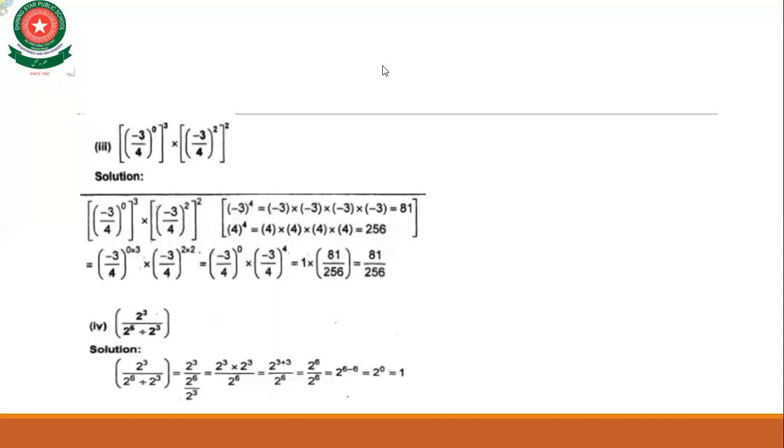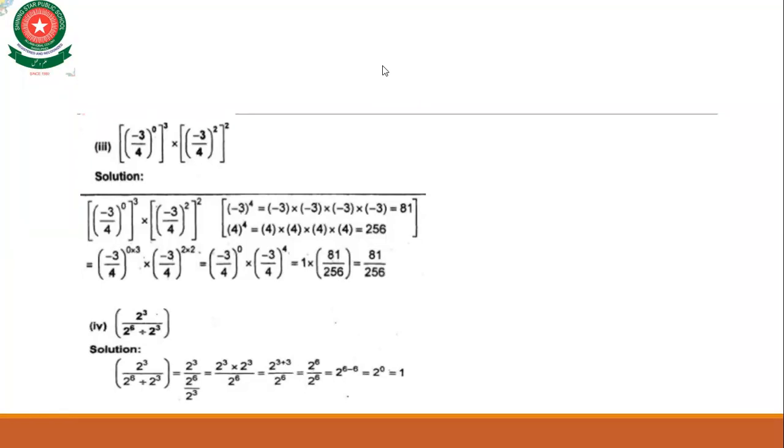Now here you can see that the bases are the same. The rule we discussed in the previous exercise is that whenever the bases are the same, the powers will be added. So the answer is 2^(3+3) over 2^6. Now by adding 3 plus 3 we get 2^6 over 2^6.